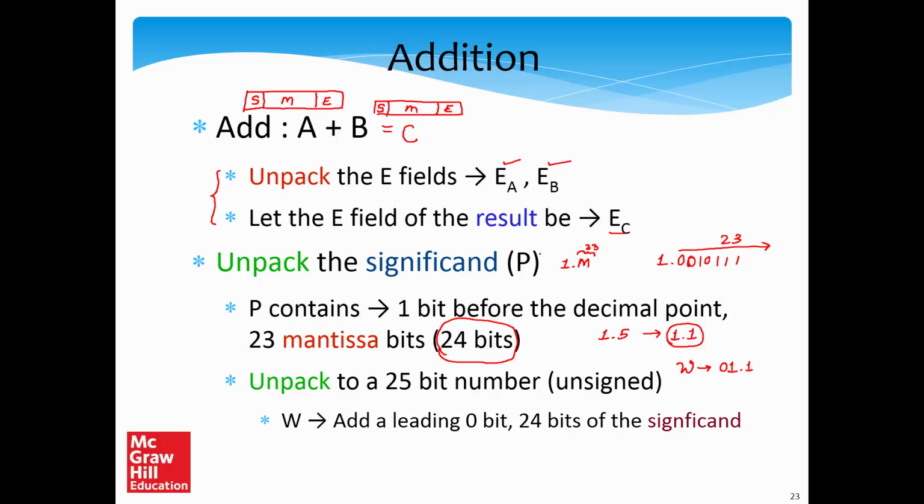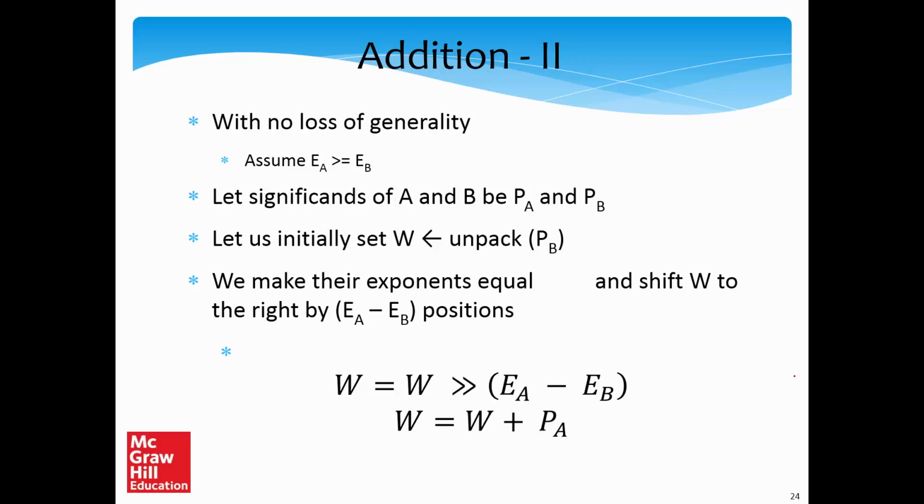So W thus becomes a 25-bit quantity. And where does this 25 come from? Once again, the significand is of the form 1 point the 23 mantissa bits, so the significand is 24 bits, and we add a leading 0. So this will become 0, 1 point m, where this is 2 bits and this is 23 bits. In total it's a 25-bit quantity. So with no loss of generality, let's assume that EA is greater than or equal to EB. And let's call the significands of A and B as PA and PB respectively.